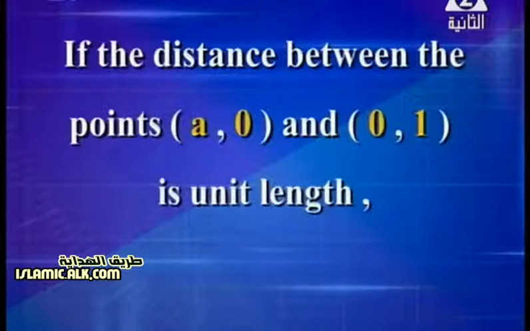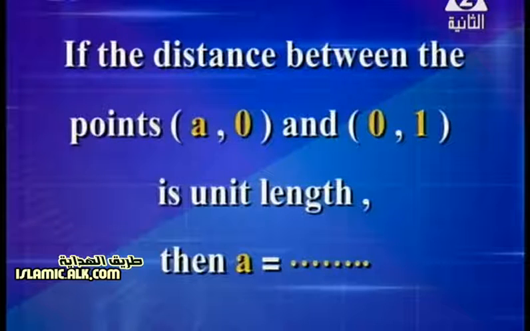Another example, if the distance between the 2 points A, 0 and 0, 1 is unit length, then A equals what? What does this example mean? It means that the distance between the 2 points A, 0 and 0, 1 is a unit length, 1 unit length. So the distance will be 1.